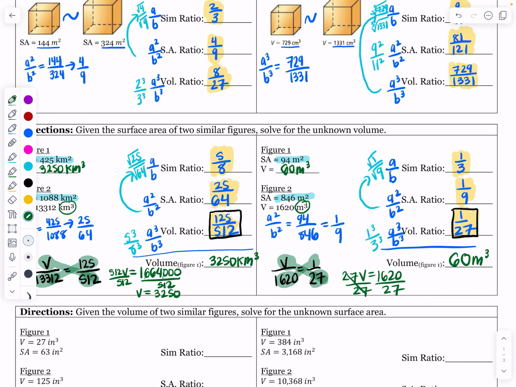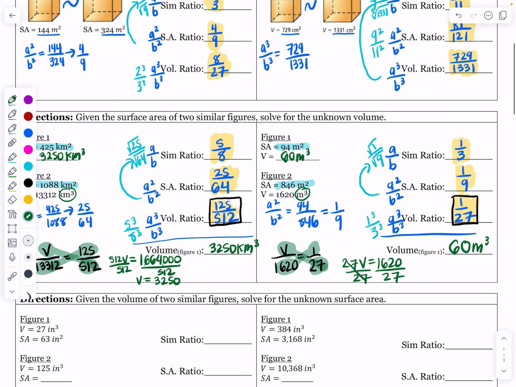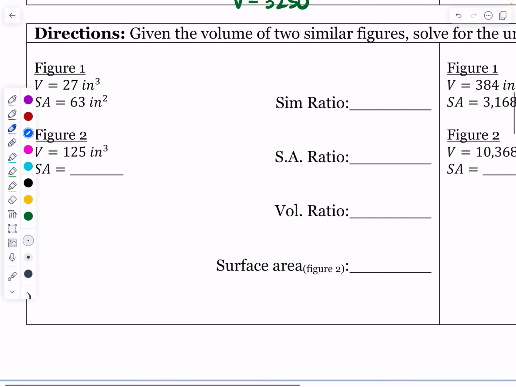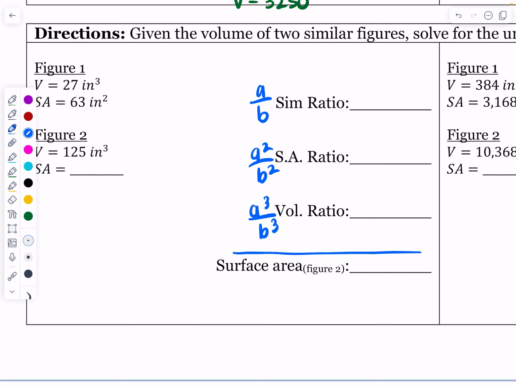All right. Now let's do the same thing, but instead of starting with surface area, let's start with given volume. So given the volume of two similar figures, solve for the unknown surface area. Same as before, we've got our similarity ratio, our surface area ratio, and our volume ratio, and we're going to use that to find an unknown surface area.